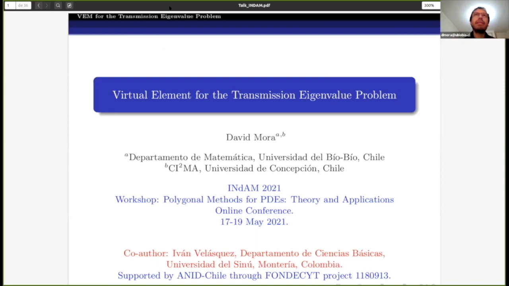Okay, I'm going to present a work related to a virtual element method for the transmission eigenvalue problem. This problem appeared many years ago, but in the last 10 years or less, the numerical analysis of this problem has been introduced. So I'm going to tell you about a virtual element discretization for this problem.